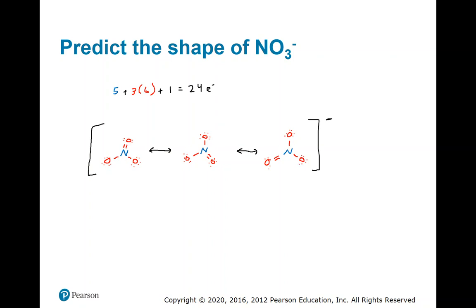So when we have 3 charge clouds, and they're all atoms, this is going to be trigonal planar. So this is essentially a flat triangle shape. And based on that, all of our bond angles should be 120 degrees. And since we have 3 identical atoms, all of the bond angles will in fact be exactly 120 degrees apart. So that's the shape of our nitrate ion.